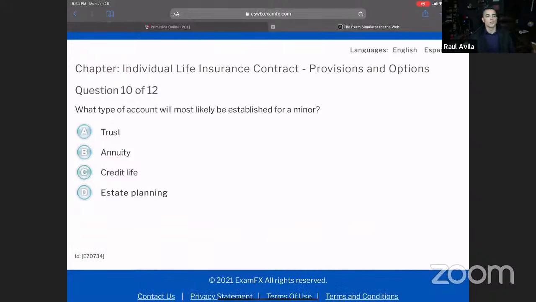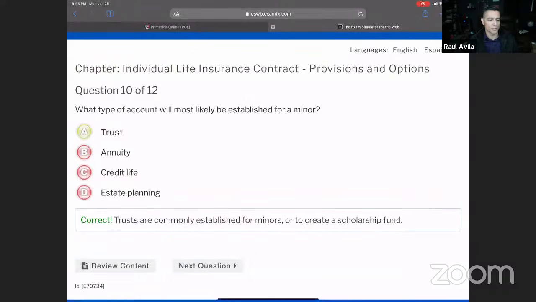All right. What type of account will most likely be established for a minor? Trust, annuity, credit life, estate planning. A minor. Dang, this is a good one. I would say A. Let's try A. Yeah, trust account. Trusts are commonly established for minors or to create a scholarship fund.